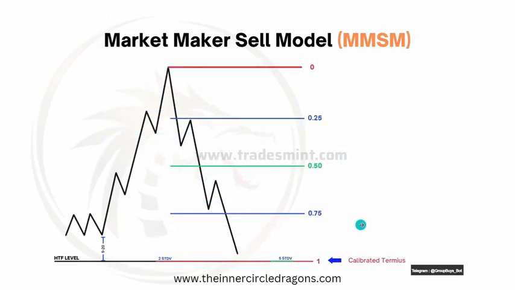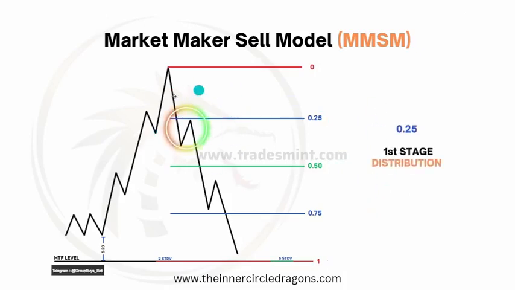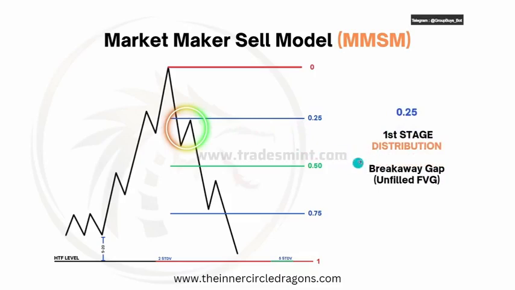So now we have our calibrated terminus, which aligns with a higher time frame level, a 5 to 20 pip range below the initial consolidation, and we've used the different swing measurements. We now have our calibrated terminus. If we now grade this from our point of origin to our new calibrated terminus, and we divide that range in our 25% increments, we now have a calibrated grading range. The first stage of distribution is likely to occur around the first 25% of the graded range. Around this area, we are also likely to see a breakaway gap, which is an unfilled fair value gap.